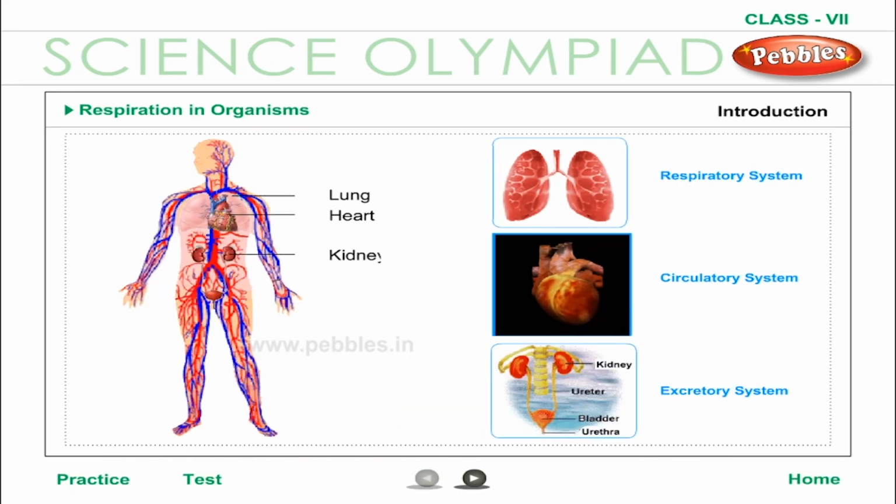Internal system. Introduction. There are a number of organs involved in respiration, circulation, and excretion processes. They together make up the three systems, namely respiratory, circulatory, and excretory. These systems are found in all living organisms, though with varying levels of complexity. Let us learn more about them.